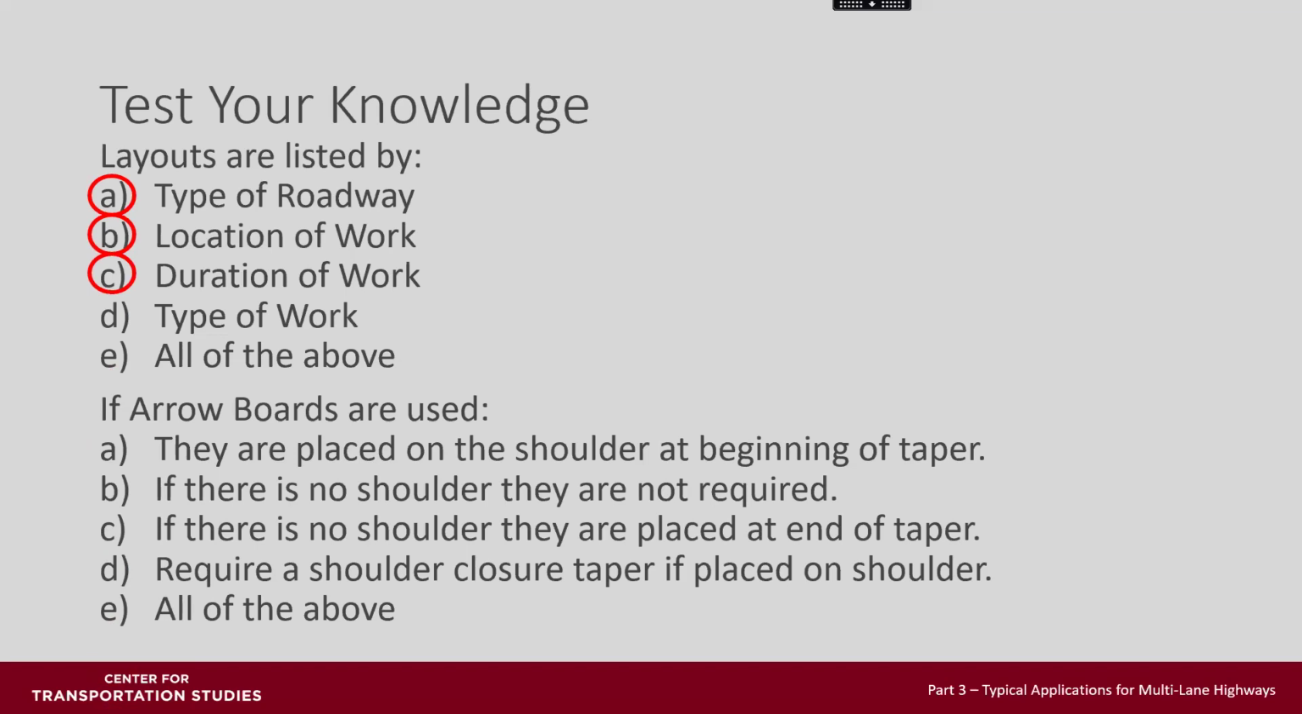If arrow boards are used, they are placed on the shoulder at the beginning of the taper. If there is no shoulder, they are placed at the end of the taper. And if arrow boards are used, they require a shoulder closure taper placed on the shoulder. They are typically placed at the beginning of the taper. If you don't have a shoulder, they're at the end of the taper, and they do require a shoulder closure taper placed on the shoulder.